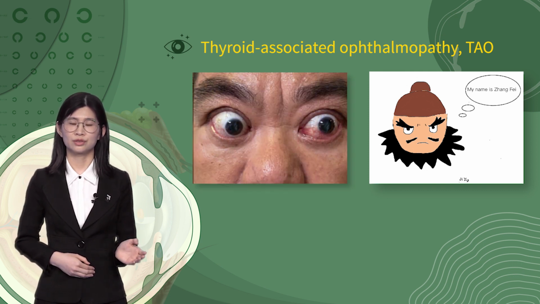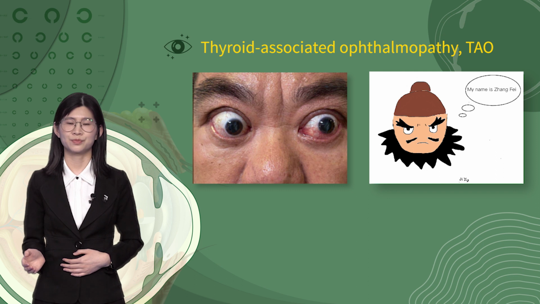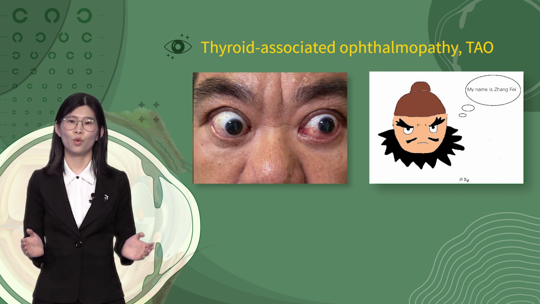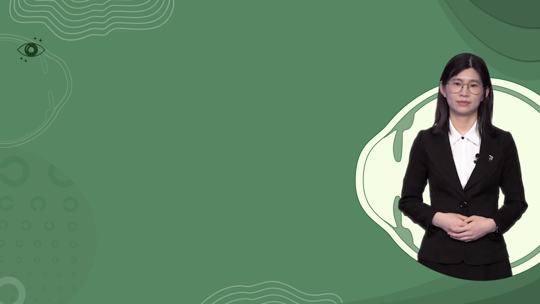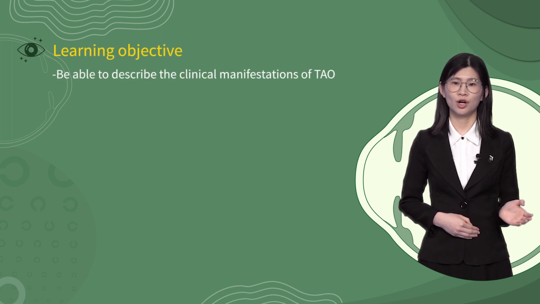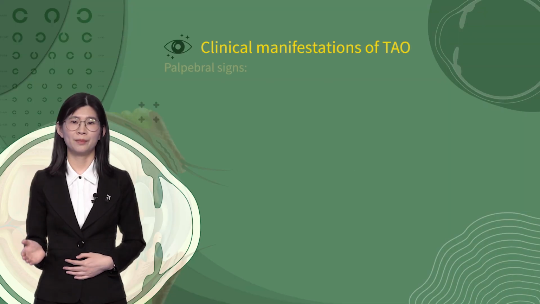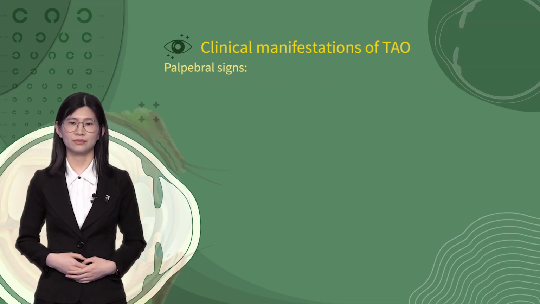This photo shows the typical clinical features of TAO. The diagnosis of TAO depends on clinical findings, so let's go through them one by one. After this section, you should be able to describe the clinical manifestations of TAO. Let me start with the palpebral size of TAO.